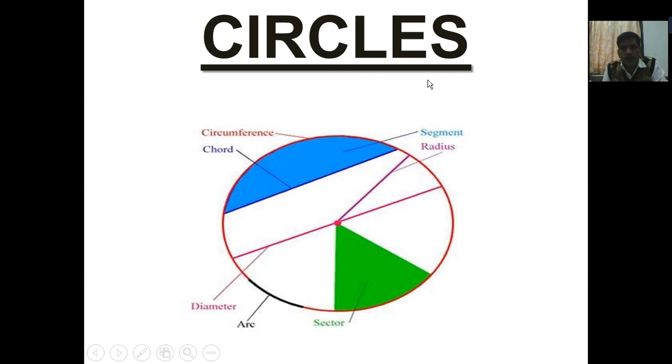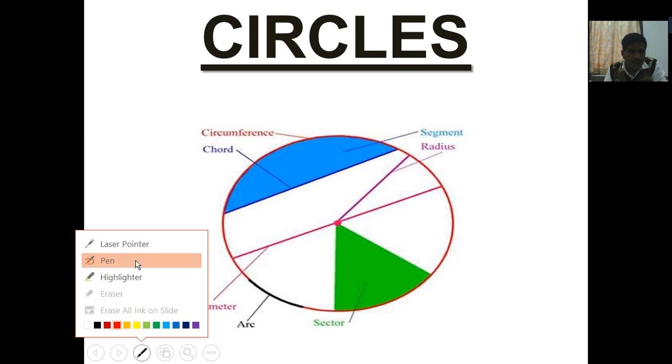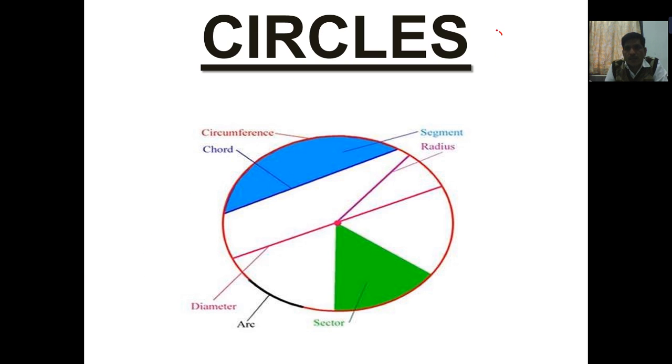Good morning friends. Today we want to start a new chapter, that is Area Related to Circles. That is chapter number 12, Area Related to Circles. So before we go through it, what is a circle?